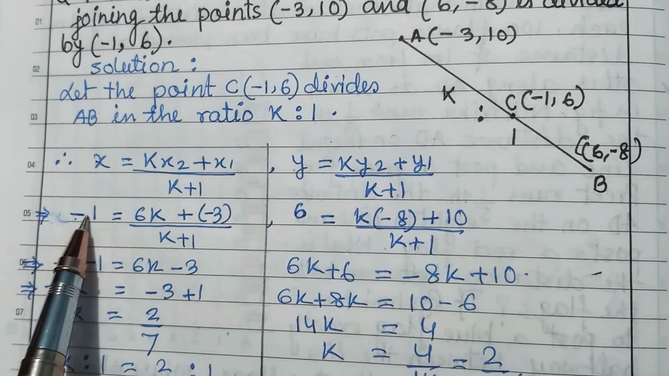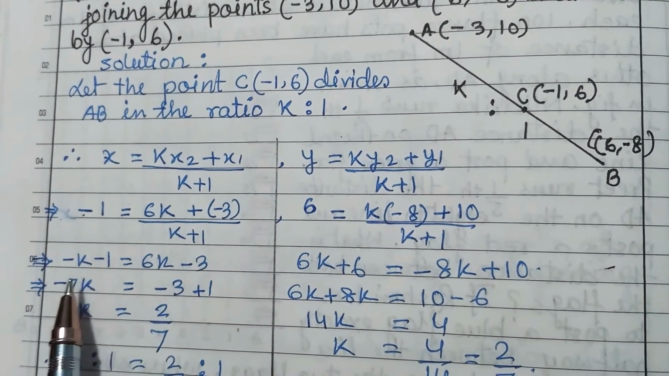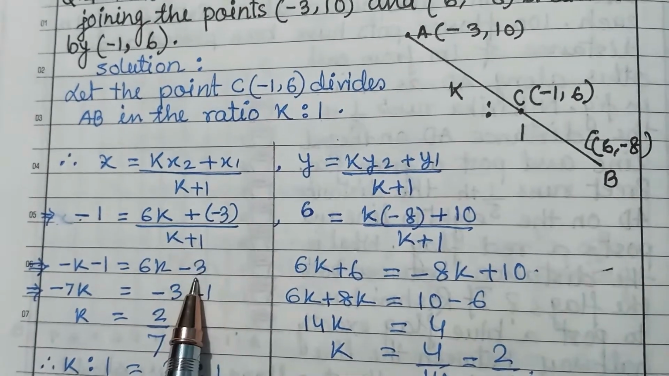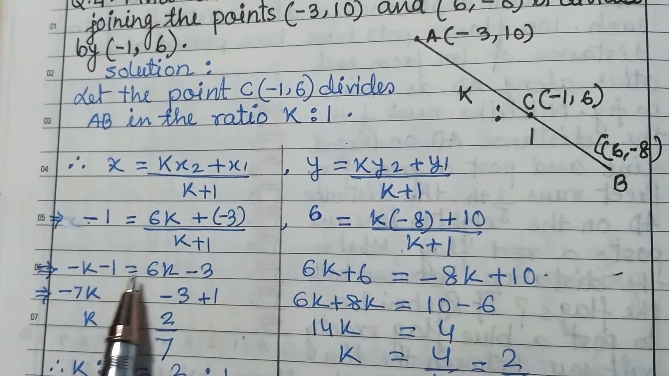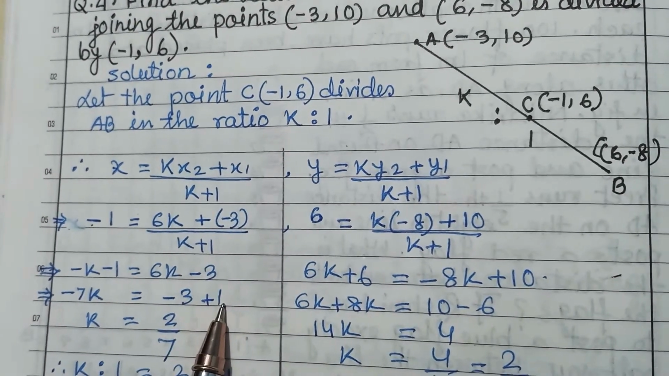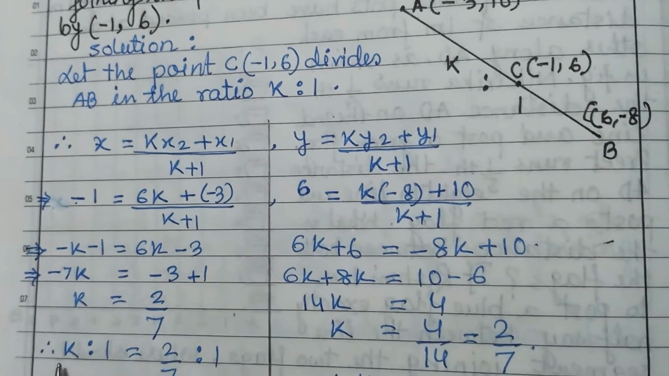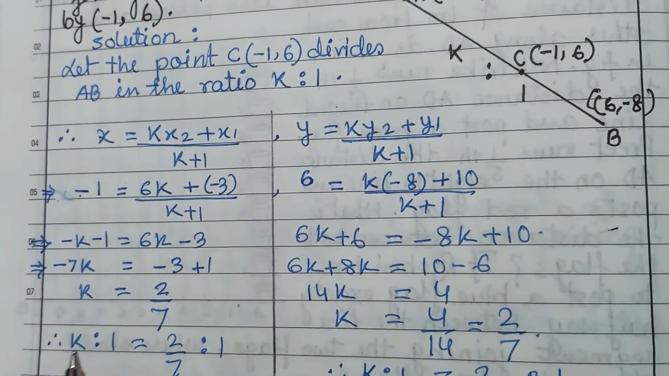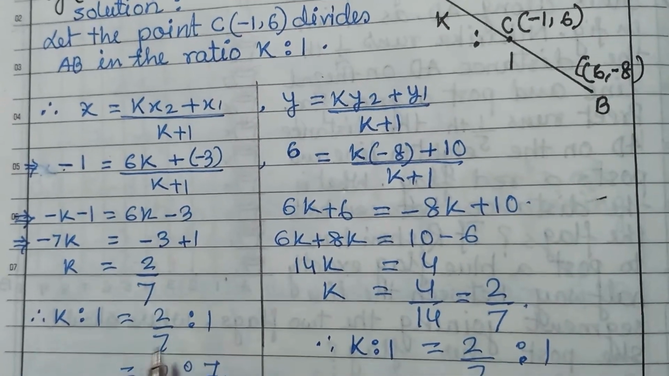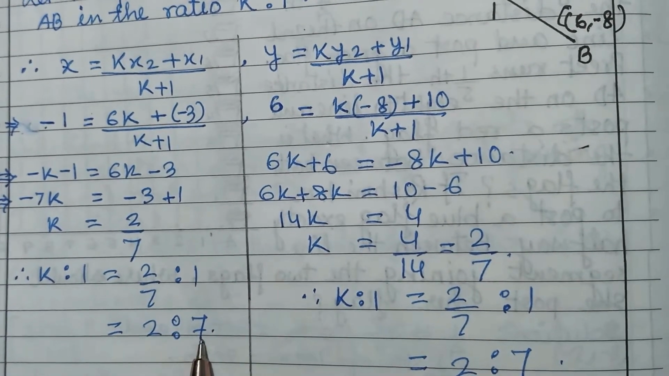Now cross multiply. The value of x is -1. Cross multiplying, -k minus 1 is equal to 6k minus 3. Now we shift 6k to this side, 7k is equal to 2, where -1 shifts to the other side. So k is equal to 2 upon 7. So k ratio 1 is equal to 2 upon 7 ratio 1. If you multiply by 7, it is 2 ratio 7.